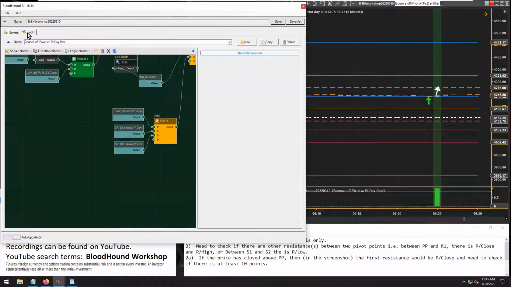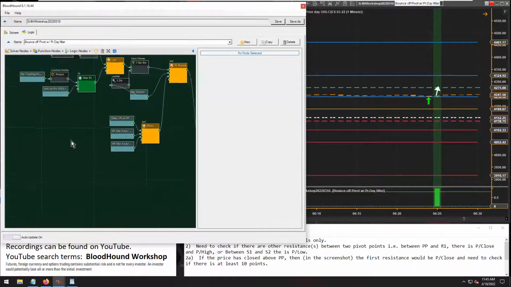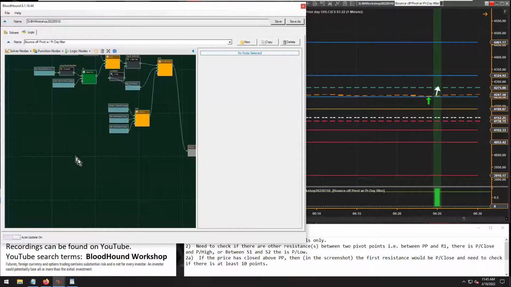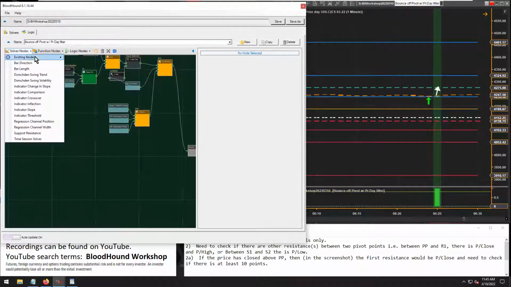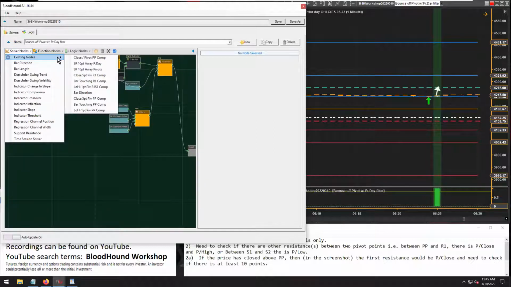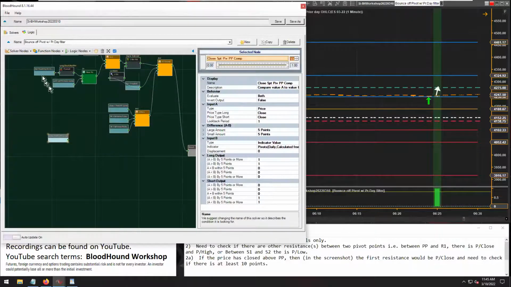So let's go back to the logic board and let me drop those nodes on the board. So we're going into the existing nodes. And there they are. There's PP, PP, PP. So it's those three solvers there. So let's drop them on the board.